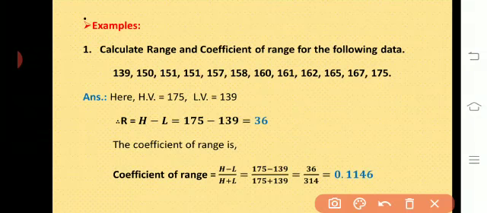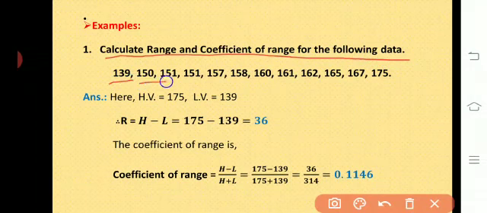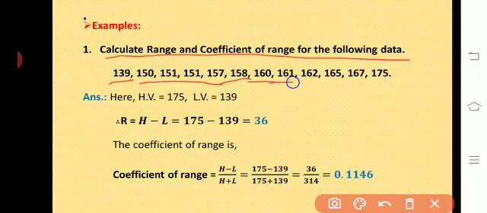Now we will solve small examples on range. This type of example you can expect in the exam for 2 marks each. Let's see the first question. Calculate range and coefficient of range for the following data: 139, 150, 151, 151, 157, 158, 160, 161, 162, 165, 167 and 175.